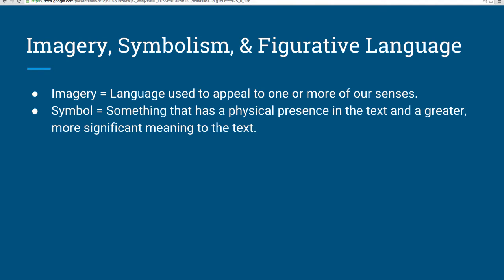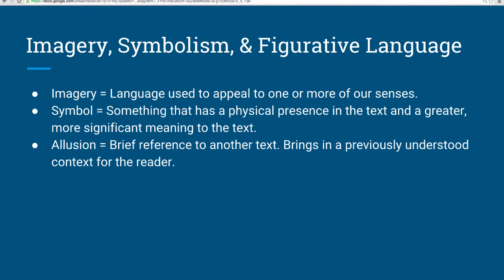A symbol is something that functions on two levels in the literary text. A symbol has to have a physical presence in the text. It has to actually exist in the world of the text. But a symbol also functions on the symbolic level. It has a significantly higher meaning. If you've read The Scarlet Letter, you're very aware of symbols. Hester actually wears that A on her chest. It's physically present. But at the same time, much of the story is devoted to exploring what greater meaning that red letter actually suggests.